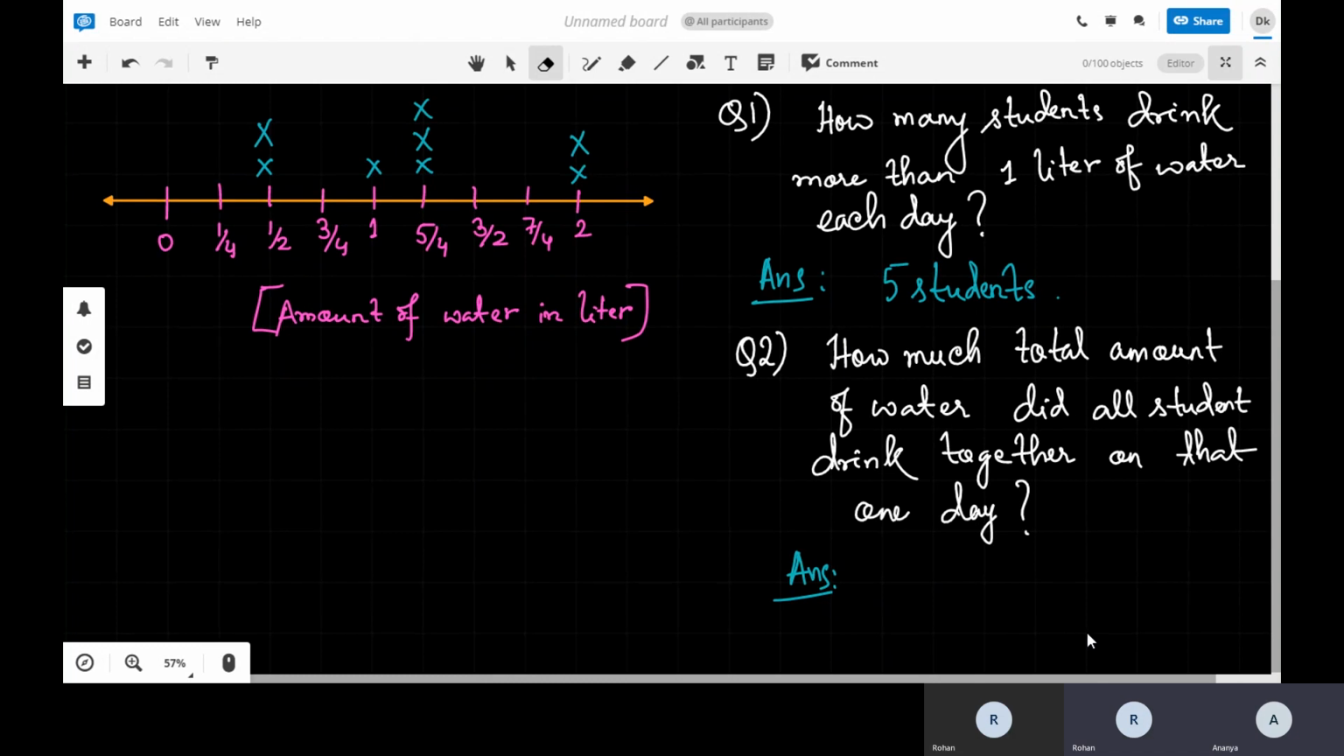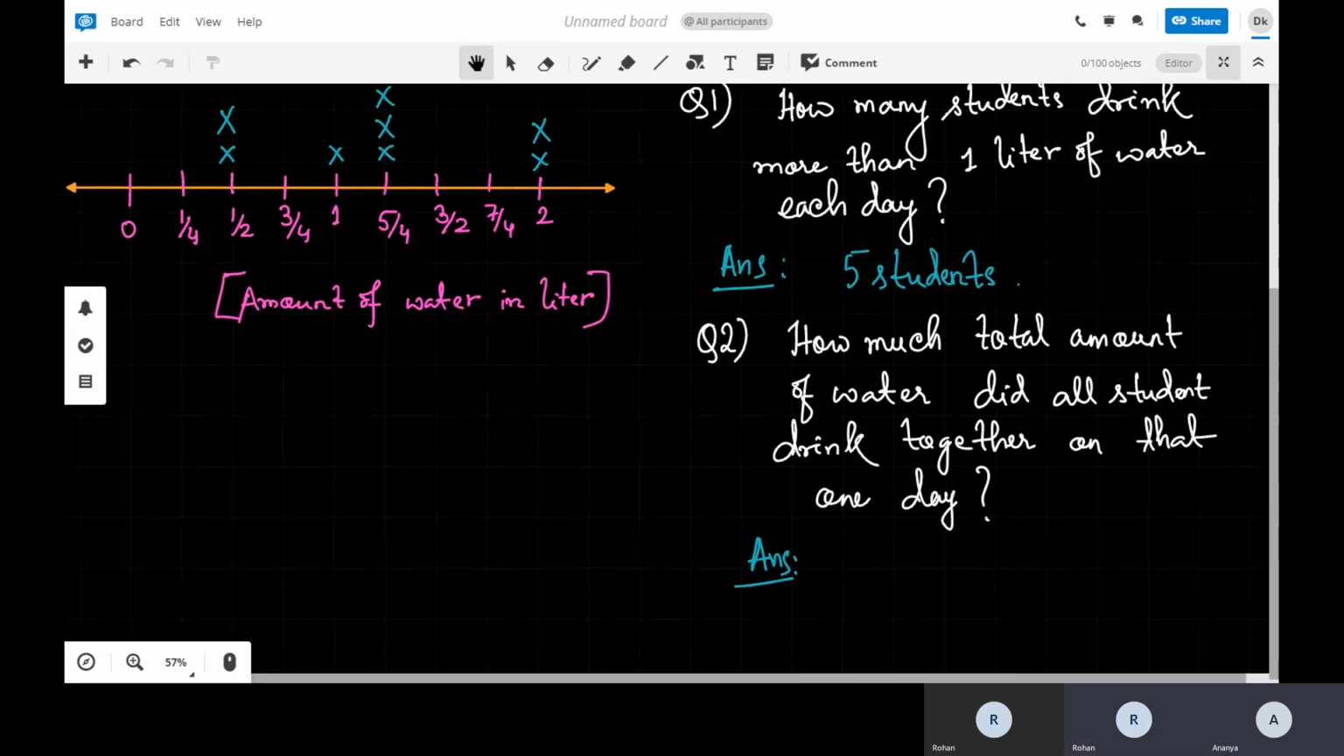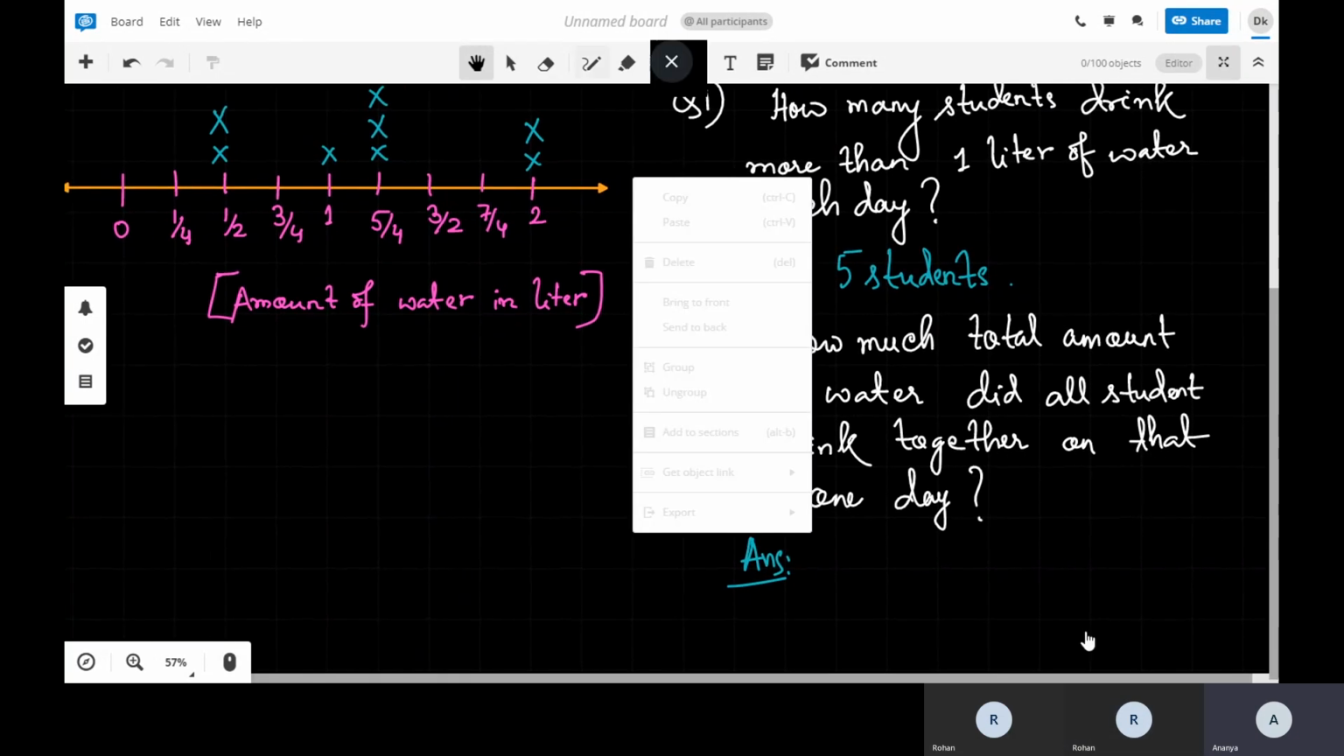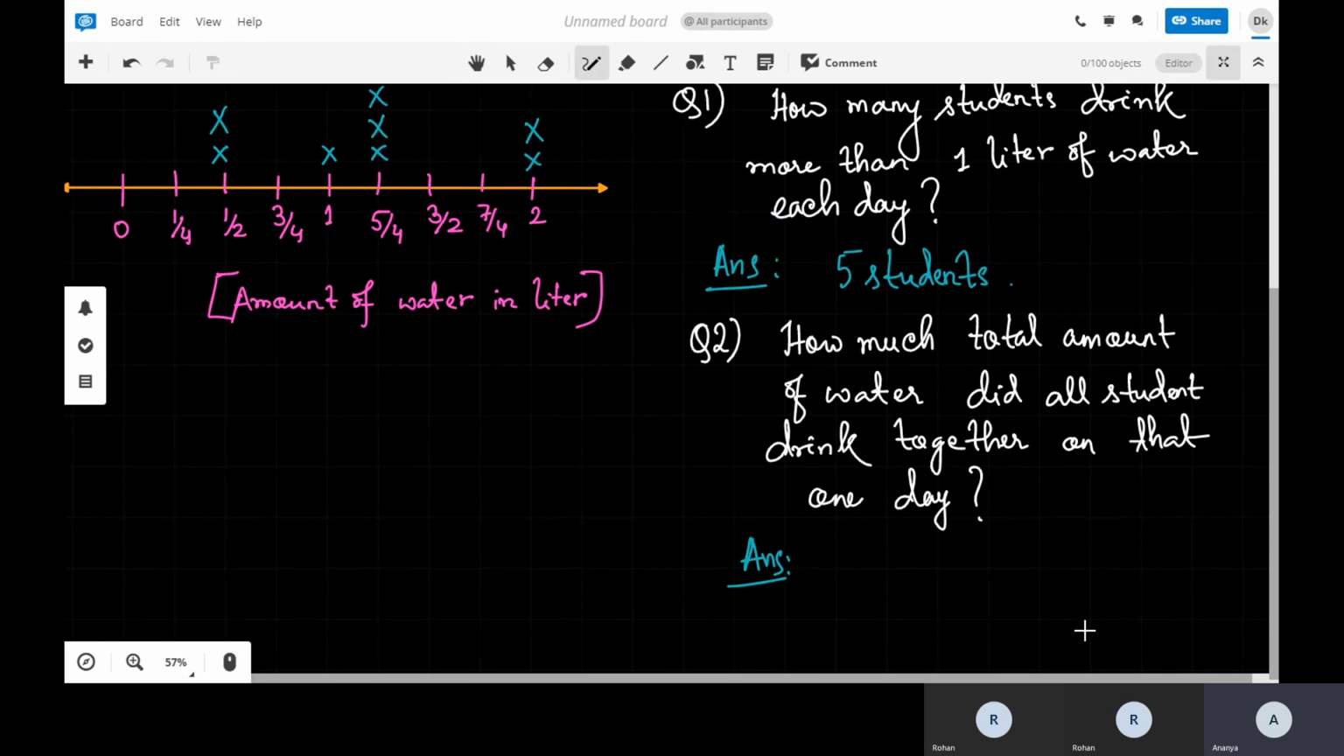So let's find out what is the total amount of water that all the kids drank together. So what do we see, Rohan? We see that two students drank 1/2 liter, right? So let's add that. So how much do we have? Oh, okay. Wait, I think I did it wrong. 2 times. What happened? Did you make any mistake? Did you check it? Yeah, I made a mistake. Okay. Don't rush, as I say. Take your time. This is something new that you're learning, Rohan. So take your time.